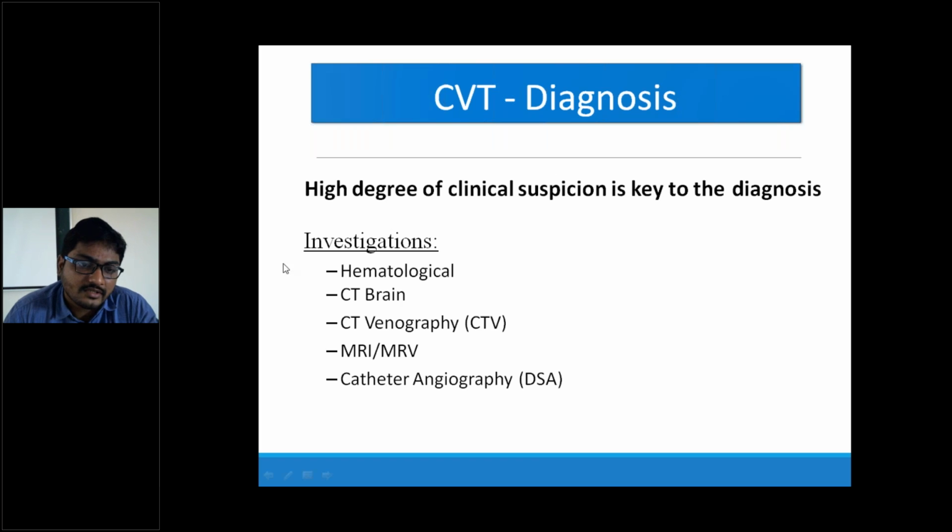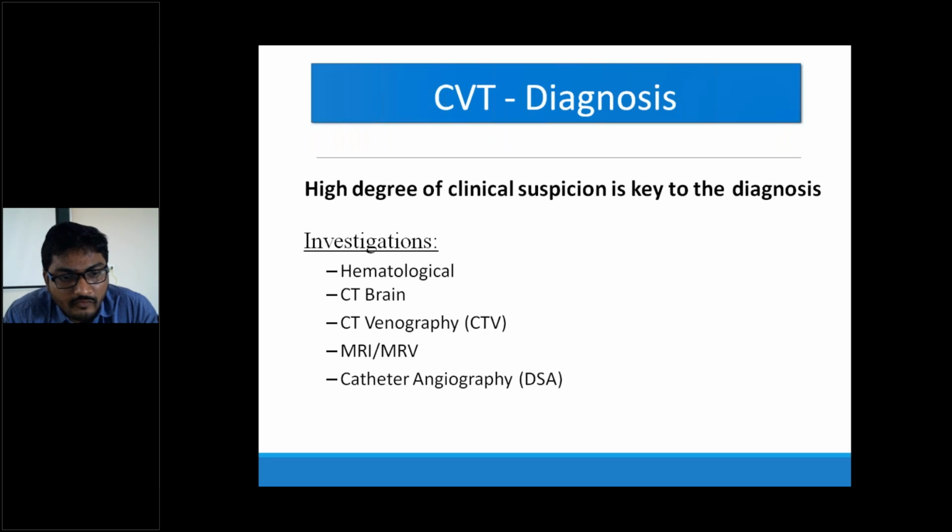So hematological, that thrombotic profile, you should see any bleeding manifestations or any thrombocytopenia, or CT brain you should do, CT venogram, MRI, MRV, catheter angiography, digital subtraction angiography you can do, right? And in our ashram we will do up to this step. Catheter angio is somewhat higher level. We will not do it in our tertiary care center, right?